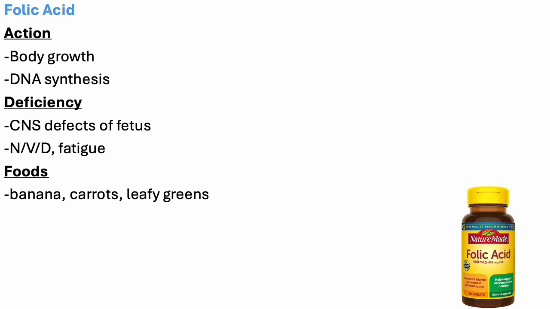Folic acid, it's good for body growth and DNA synthesis. And typically, because it has this DNA synthesis effect, you typically want to start at the very beginning of pregnancy to help a fetus. Deficiencies can include CNS defects of a fetus, so like spina bifida, neural tube defects, as well as nausea, vomiting, diarrhea, and fatigue. Foods are going to be bananas, carrots, leafy greens.